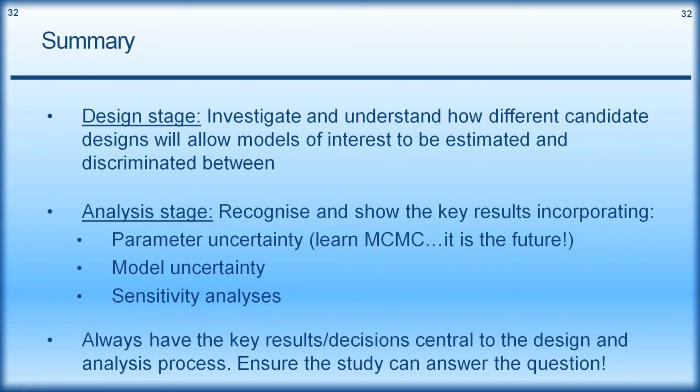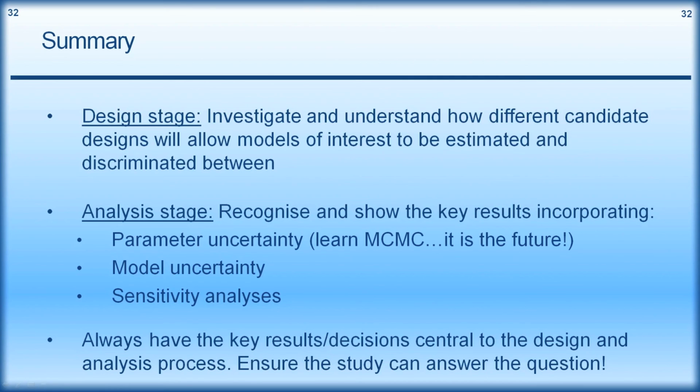And then at the analysis stage, we need to recognize and show that the key results are incorporating both parameter uncertainty. My advice would be to learn Monte Carlo Markov chain. Many of us would have grown up within a point estimate and standard error world, but actually Monte Carlo Markov chains and mapping the joint distribution of the parameters is the future, and as the computers get faster and faster, that's what we're going to be doing a lot more of, so I would encourage you to learn that.